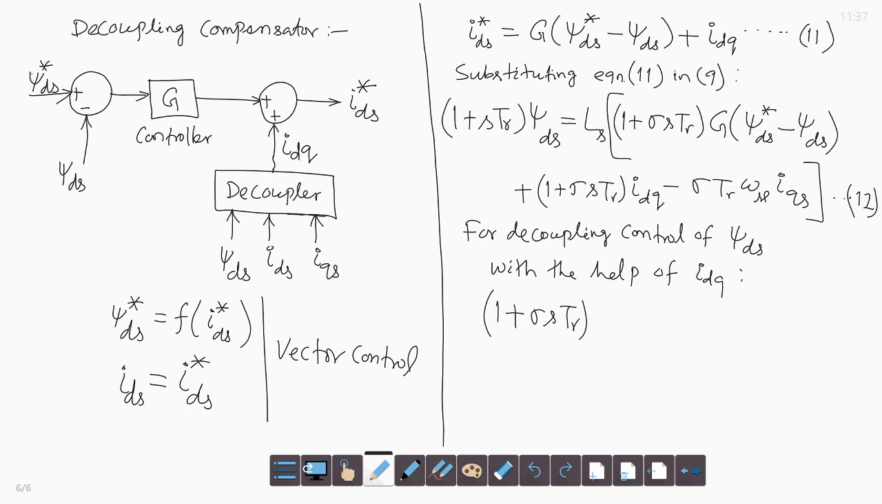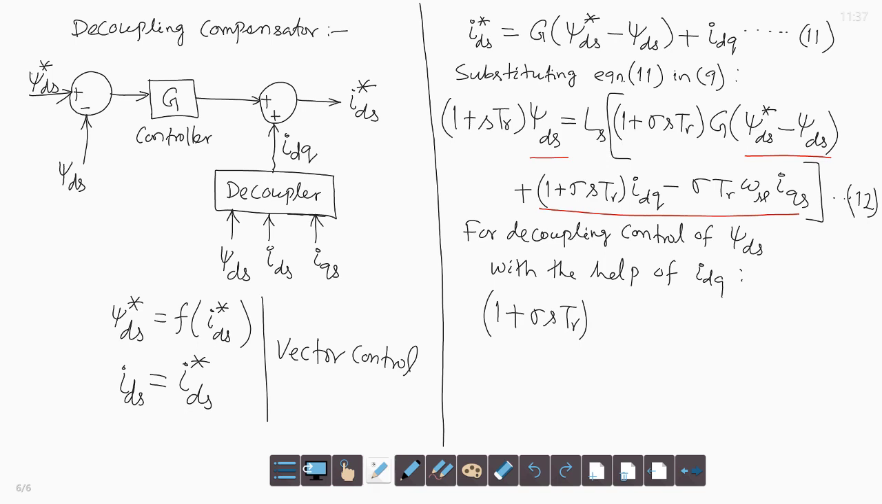So, for decoupling of psi ds with the help of IDQ, these two terms should cancel each other. The last two terms should cancel each other. If the last two terms are cancelled, then psi ds is a function of psi ds star minus psi ds, so it becomes a function of ids only. Okay. So, last two terms should cancel.